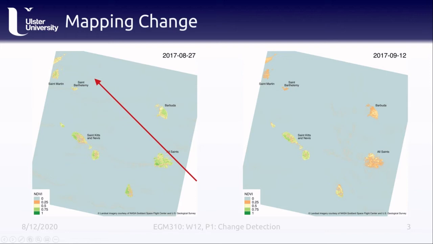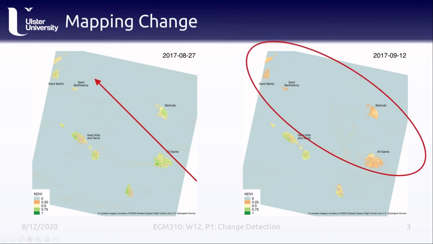You can see this in the post-hurricane NDVI image. On a number of the islands, including Barbuda, the NDVI values have dropped considerably. As St. Kitts and Nevis was hit less directly by the storm, we see more or less the same picture from before to after.